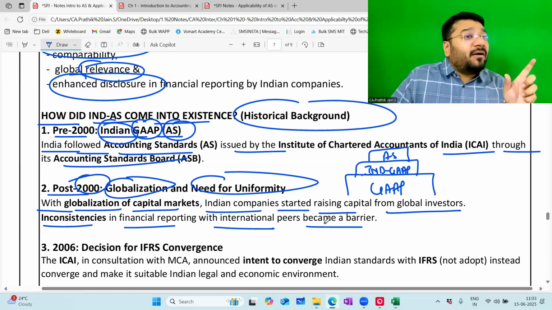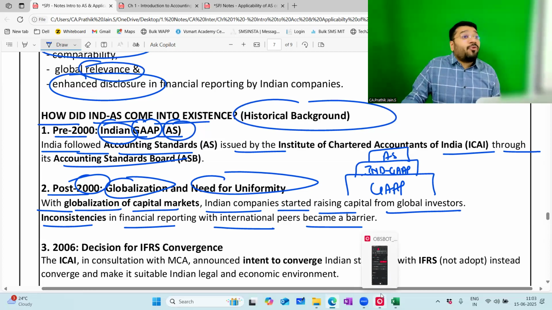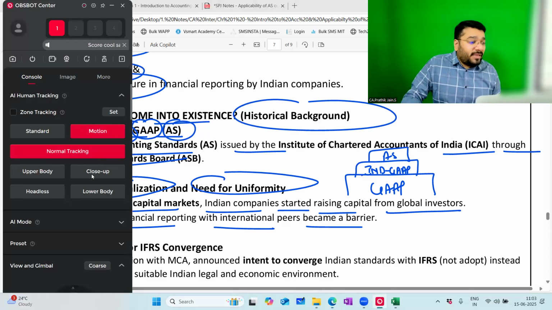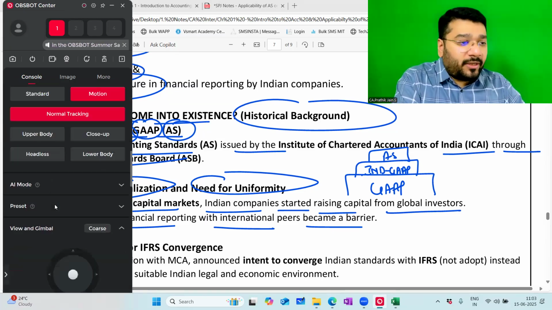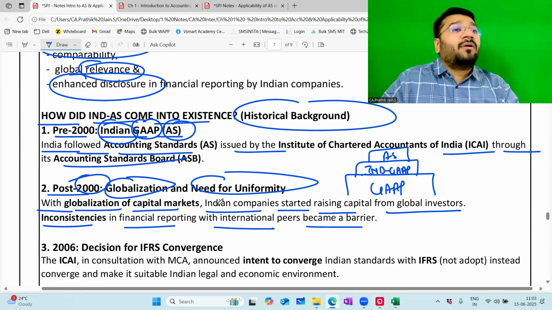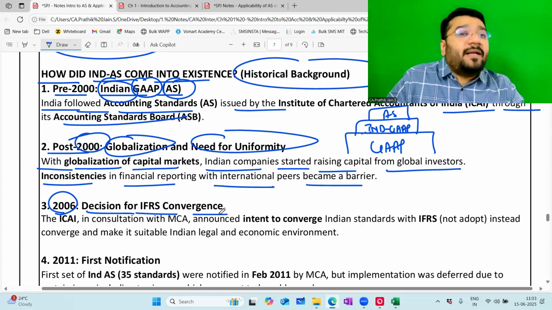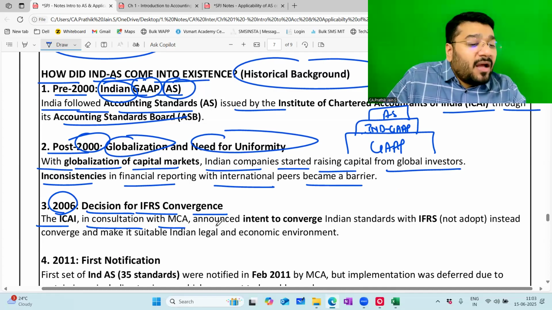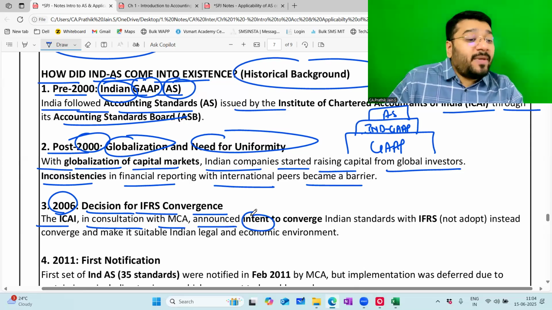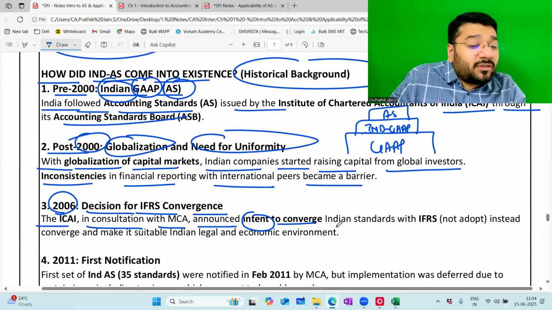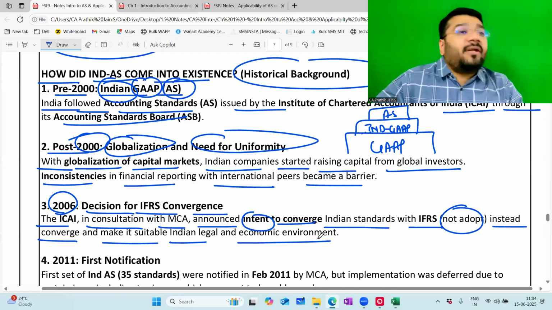So therefore, the standards that we were following back then, called accounting standards, were completely inconsistent, not reliable, not transparent, and therefore we could not get money from the global investors. In 2006, the decision of IFRS convergence was made. The ICAI, in consultation with MCA, announced its intent. Please understand, in 2006 we announced the intent to converge Indian standards with IFRS, but not to adopt. Instead, converge and make it suitable to our country.